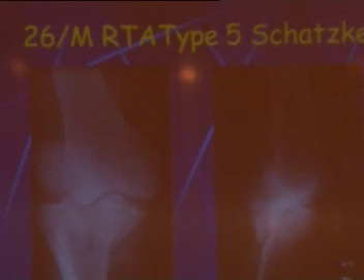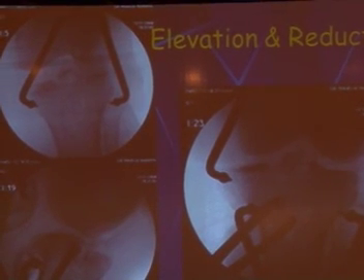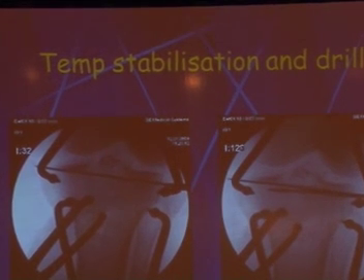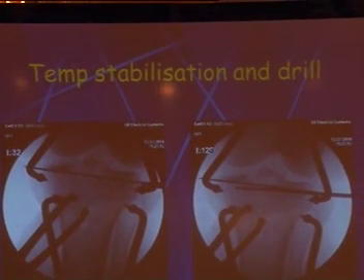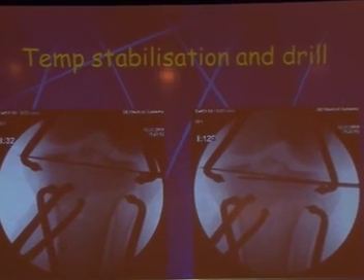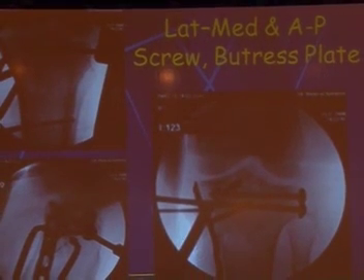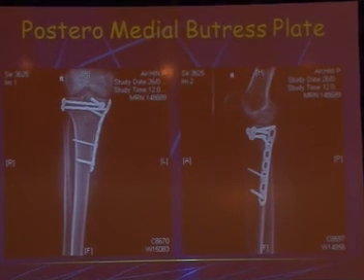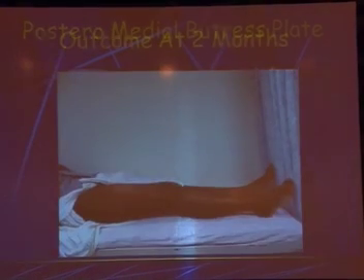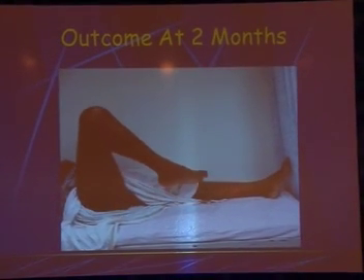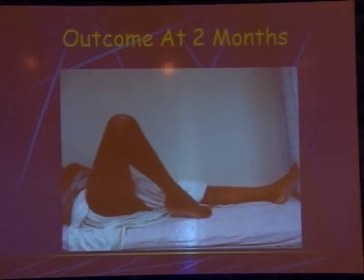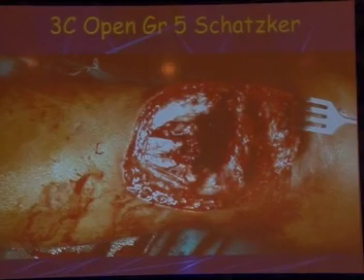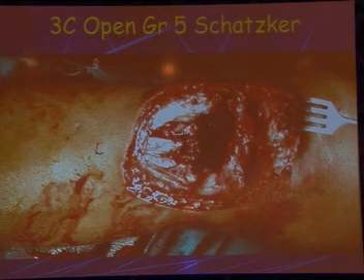This is a type 5 Schatzker injury. See, we have used 3 acetabular forceps for reduction, and then we have elevated the bone, grafted it, temporarily fixed it, and then interfragmentary compression has been used, and a posteromedial buttress plate has been used. We could get away with one plate. She has already had a compartment syndrome for which fasciotomy has been done, and this is the outcome at 2 months. This is the 3C open grade 5 Schatzker injury.